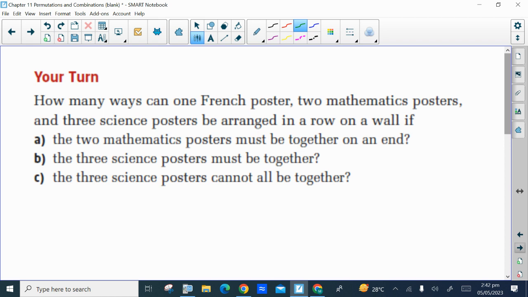How many ways can one French poster, two math posters, and three science posters be arranged in a row on a wall if the two math posters must be together on an end? So you've got a total of 6 posters here altogether.